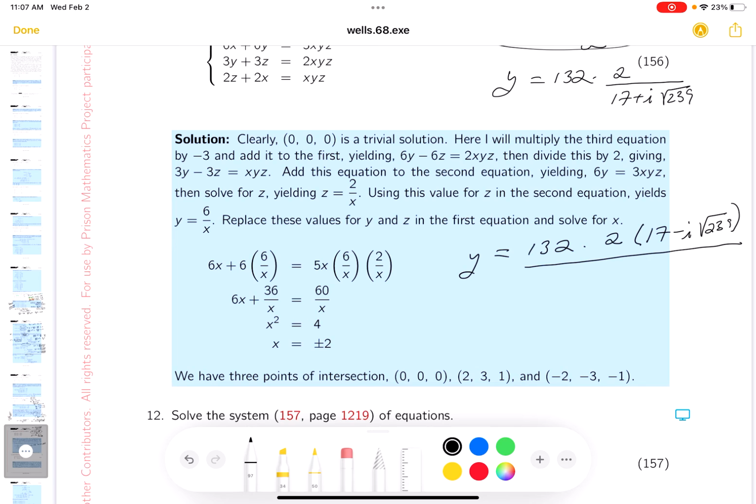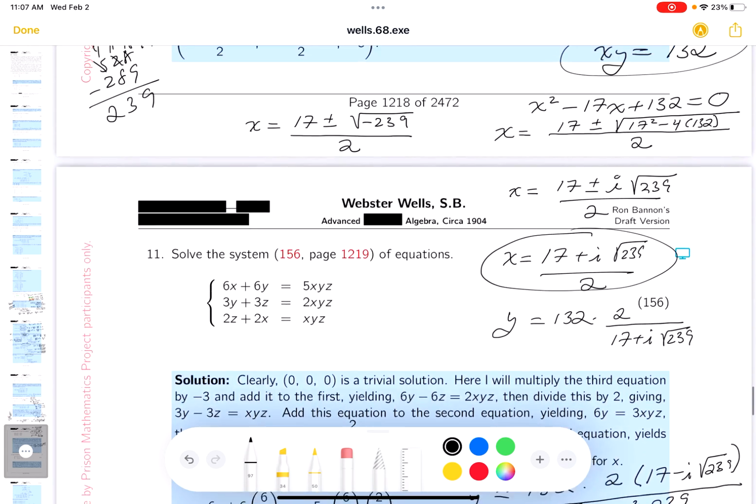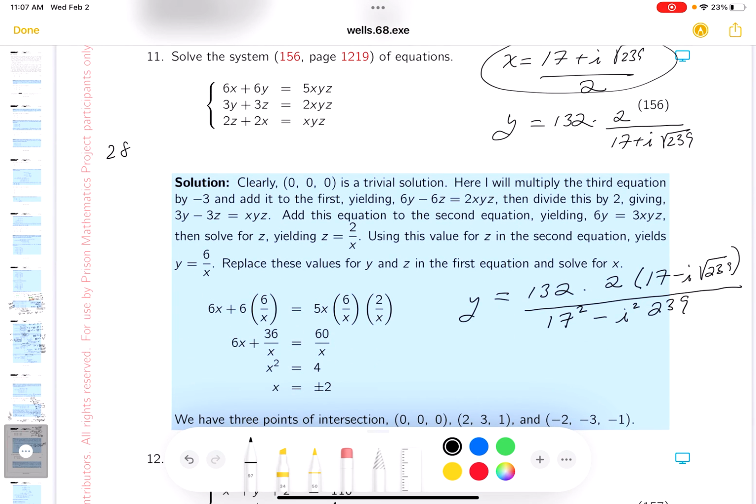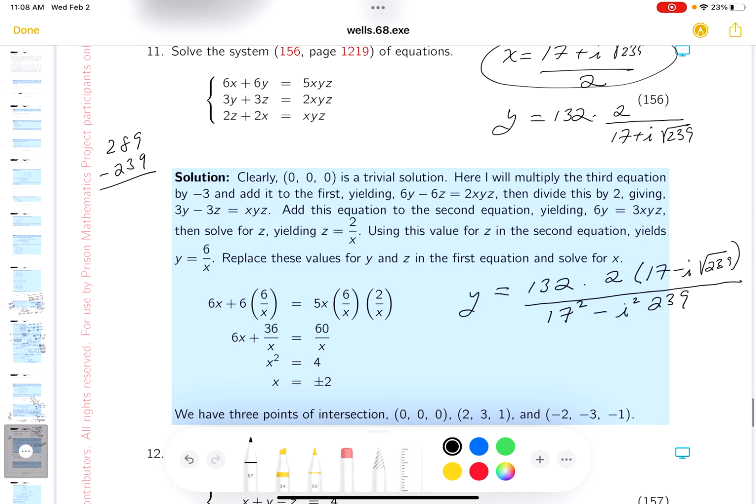Now, if you multiply the bottom by the conjugate, what are you going to get? You're going to get 17 squared minus i squared times 239. I've got some work on my hands, don't I? Well, I think we did 17 squared before, right? It's 289. So I have 289 minus 239, and that's going to give me a 50, right? Let's see if I got that right. Oh, not 50, I'm sorry. It's not minus 239, it's plus 239, because i squared is minus 1.